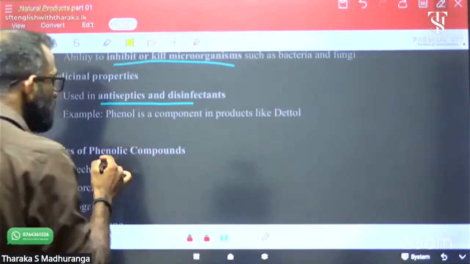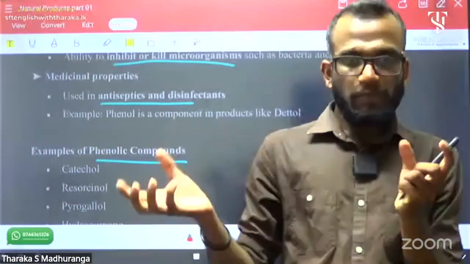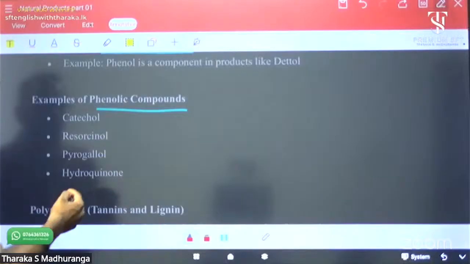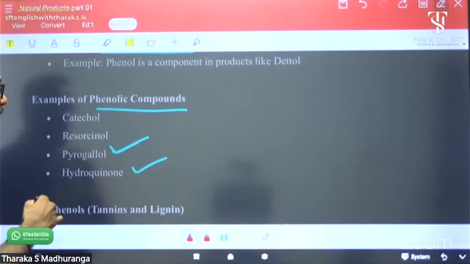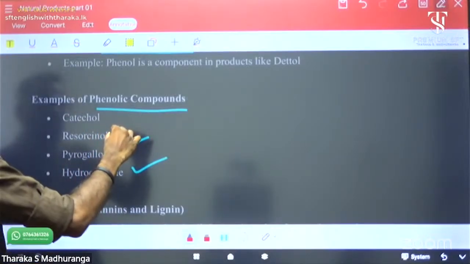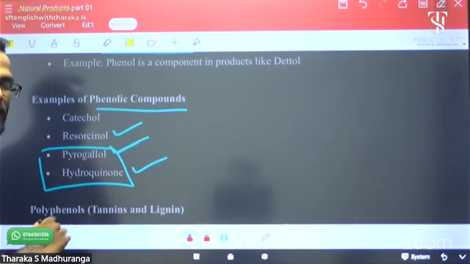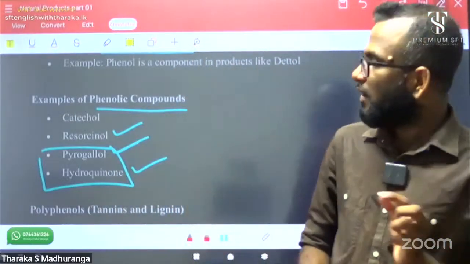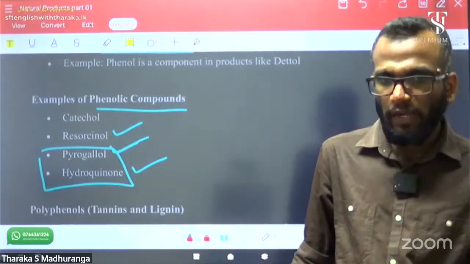Okay, they are the phenolic compounds. Phenols and polyphenols are two types. Phenolic compounds are pyrogallol, hydroquinone, and catechol. Especially pyrogallol and hydroquinone are very important. Hydroquinone and pyrogallol are phenolic compounds.